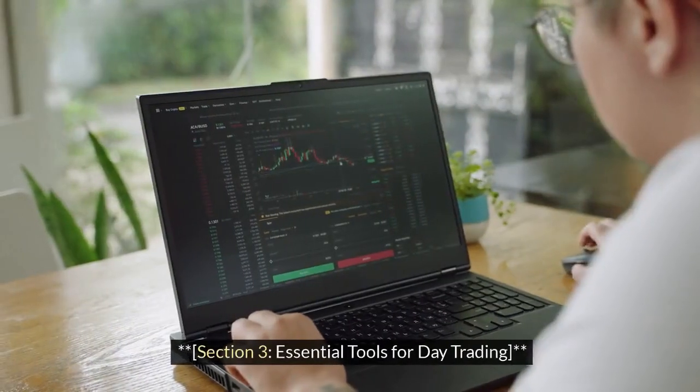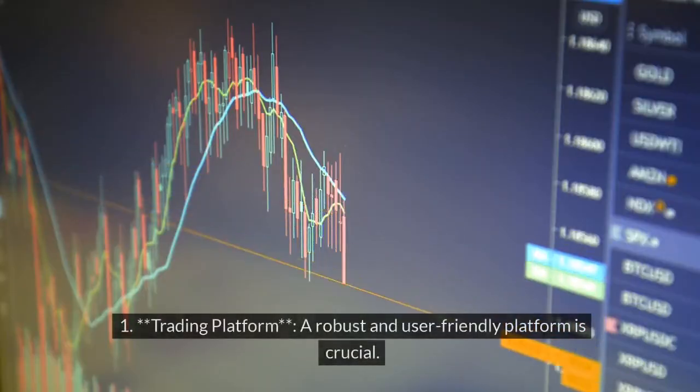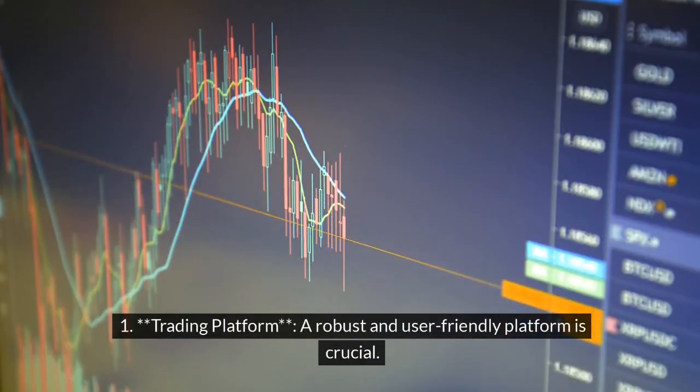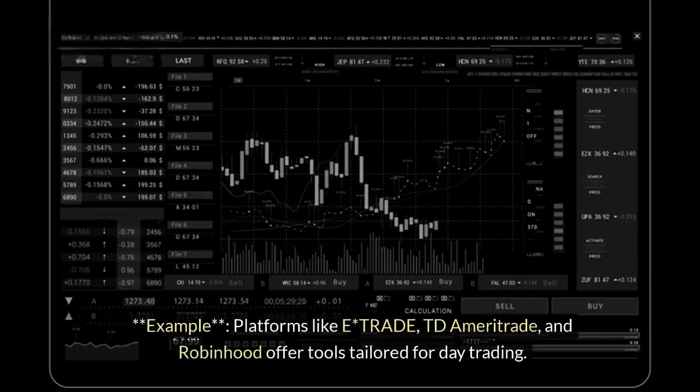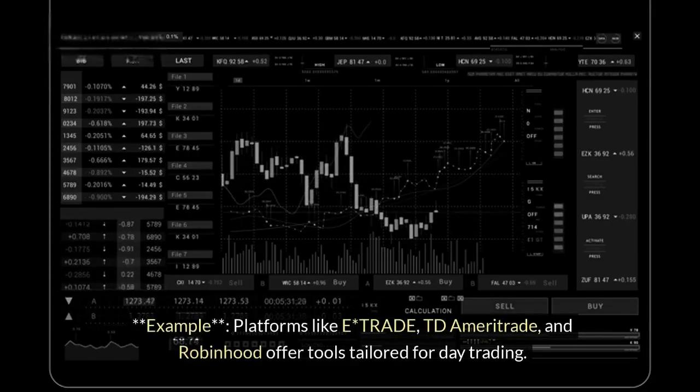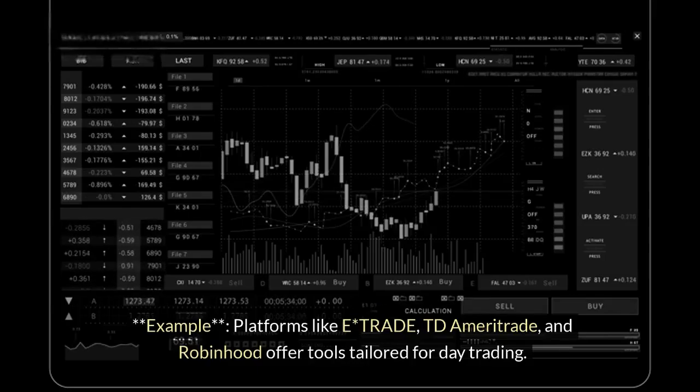Section 3. Essential tools for day trading. 1. Trading platform. A robust and user-friendly platform is crucial. Example: platforms like E-Trade, TD Ameritrade, and Robinhood offer tools tailored for day trading.